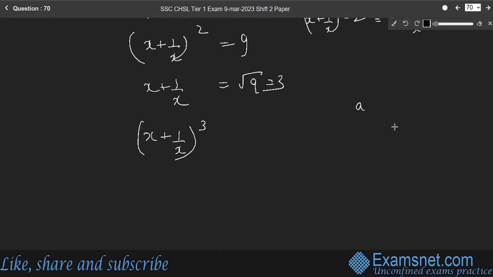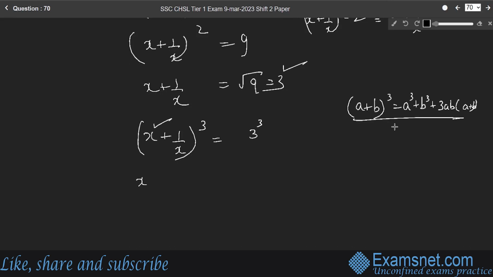Here, students, we are using the formula a plus b whole cube, which is a cube plus b cube plus 3ab into a plus b. Very simple formula. So x plus 1 by x the whole cube is equal to, so our cube of RHS, which is 3 cube. Now apply the formula.